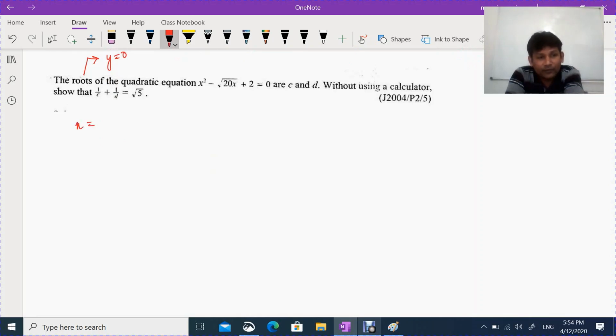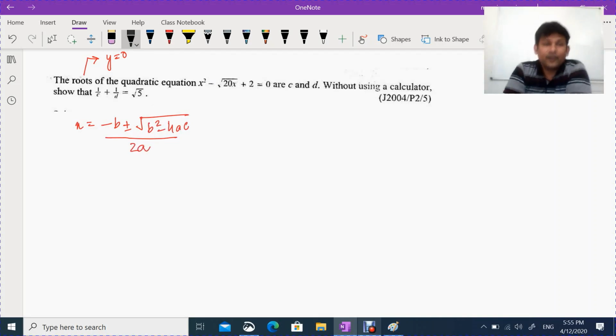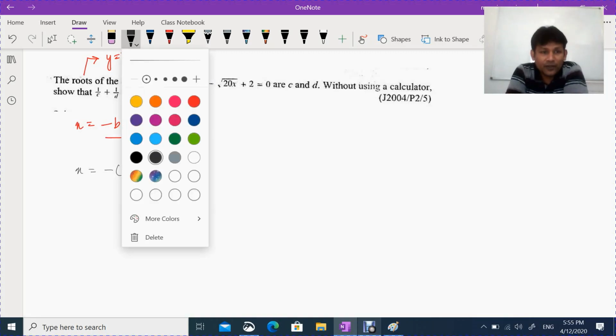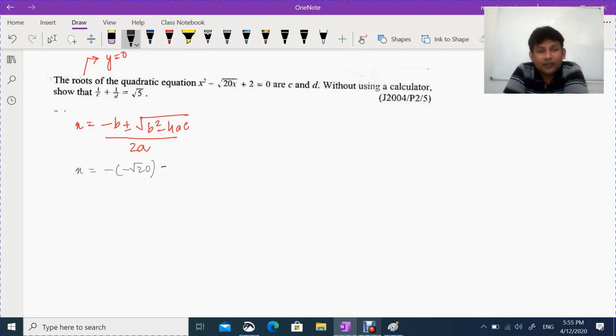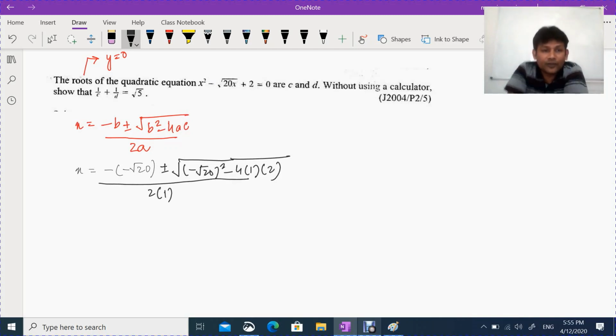x equals minus b plus minus under root b squared minus 4ac divided by 2a. I will put the values here. Okay, b is minus and minus under root 20. Be careful, there is a possibility of mistake here. Plus minus under root minus 20 squared minus 4, a is 1, c is 2, divided by 2, and this is 1. Okay, minus minus is plus only under root 20.